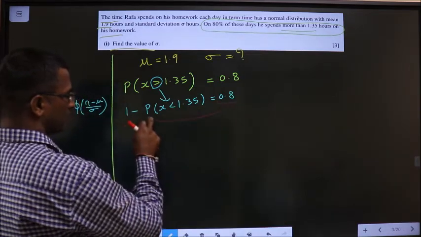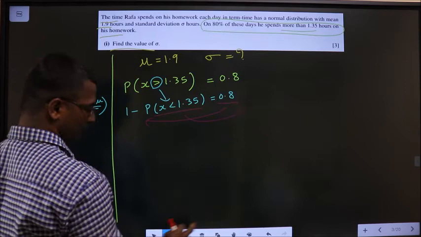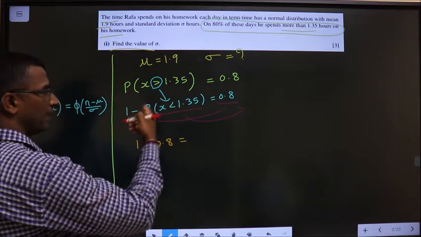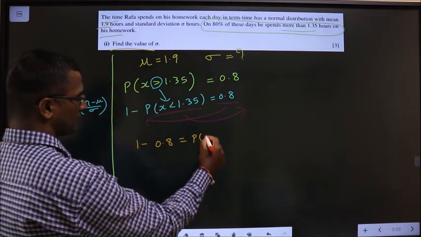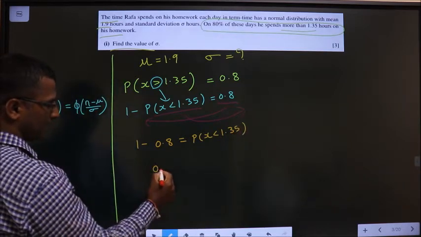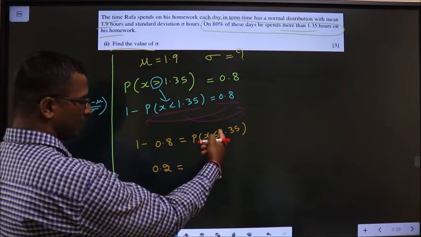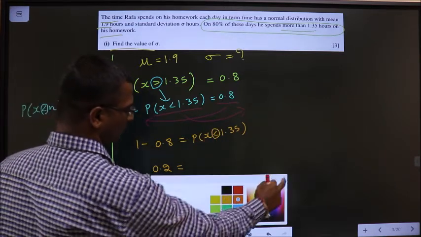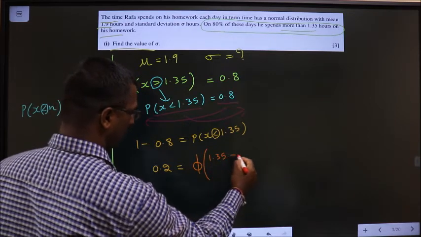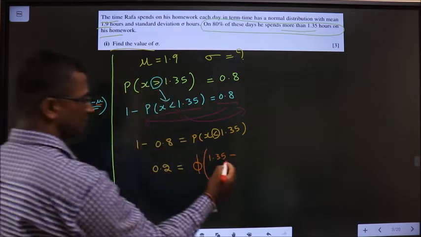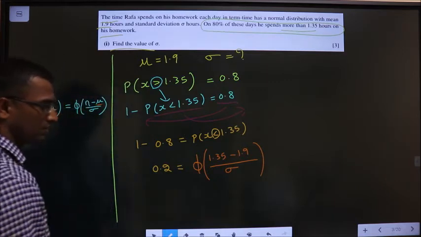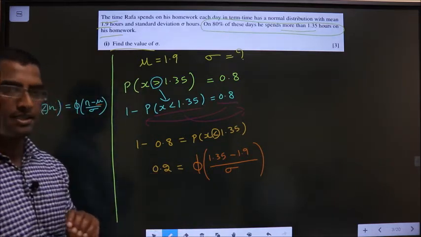Okay, now take the numbers one side and this to the other side. So what do I get? 1 minus 0.8 equal to, here negative when it gets shifted becomes positive. Now 1 minus 0.8 is 0.2, and here it is less than symbol. So we bring phi into the sum. So phi of 1.35 minus mean, which is 1.9, by standard deviation is unknown. So we simplify this, we get the standard deviation.